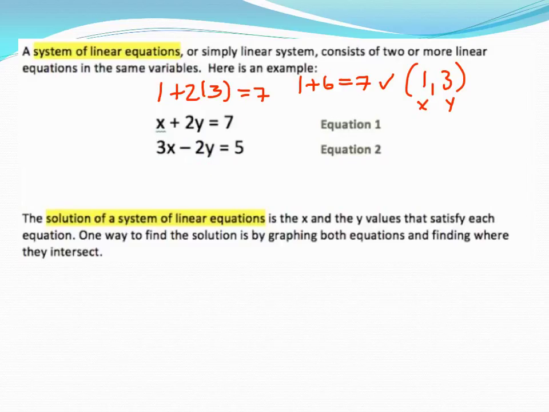So what I have here is my point of (1, 3). So what I'm going to do is plug this in for x and plug it in for y. So I have 3 times 1 minus 2 times 3, and my goal is to see, does that equal 5? Okay, so 3 times 1 is 3, 2 times 3 is 6. Is 3 minus 6 going to equal 5? And you'll see in this case it does not.